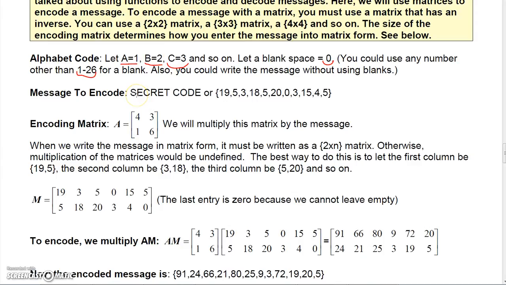Now for this message, I wrote the alphabet out and numbered the letters, and S was the 19th letter, E was the 5th letter, C is the 3rd letter, R is the 18th letter, E is the 5th letter, T is the 20th letter, and then for a space I put a 0 here, and then C is the 3rd letter, O is the 15th letter, D is the 4th letter, and E is the 5th letter. So that's how I got these numbers.